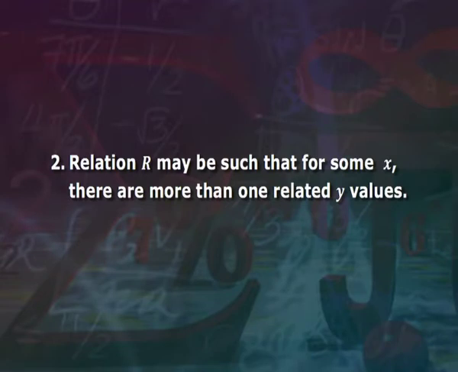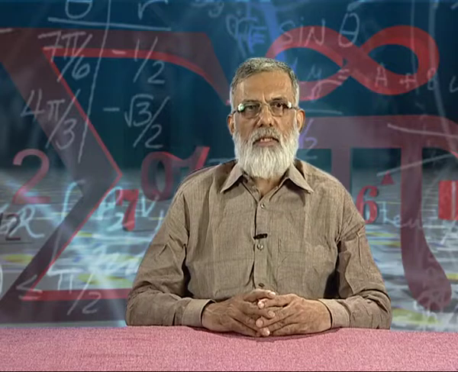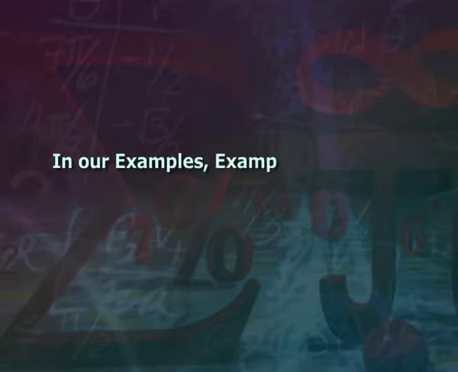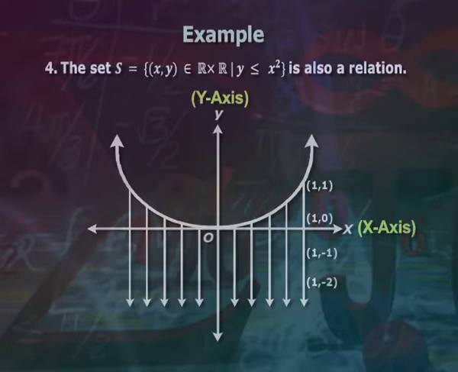2. Relation R may be such that for some x there are more than one related y values. In this case, the relation R is called one-many. In our examples, example number 4 and 5 are such examples. In example 4, there are infinitely many values of y which are related to x equal to 1. Here (1, 1), (1, 0), (1, -1), (1, -2) and so on are in R.